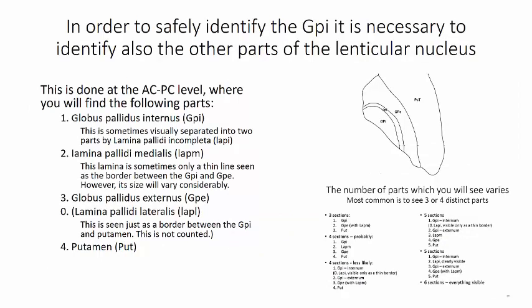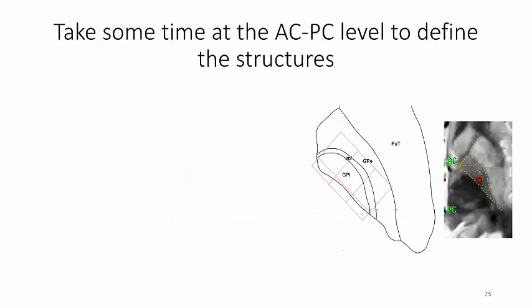In order to safely identify the GPI, it is necessary to identify also the other parts of the lenticular nucleus. This is done at the ACPC level, where you will be able to identify the GPI, the lamina between the GPI and the GPE, and the putamen. It's a good idea to take some time at the ACPC level to define the different structures.